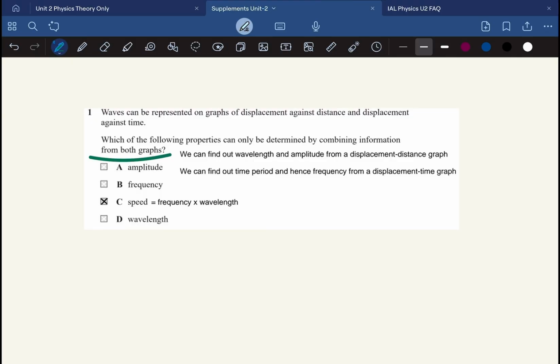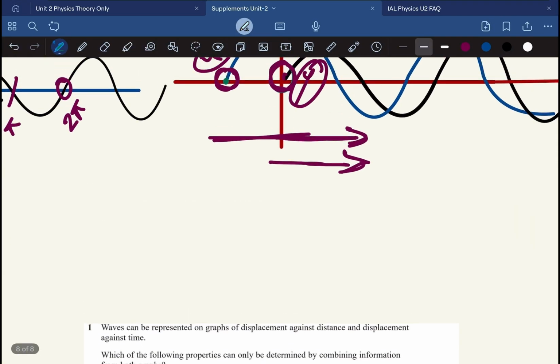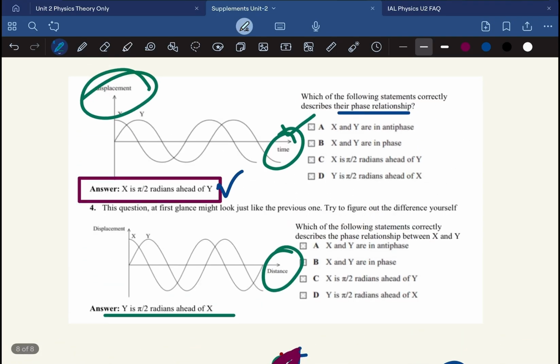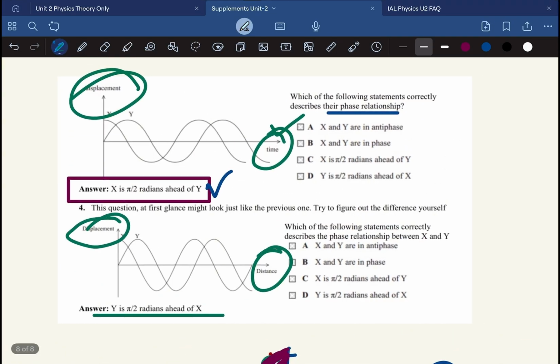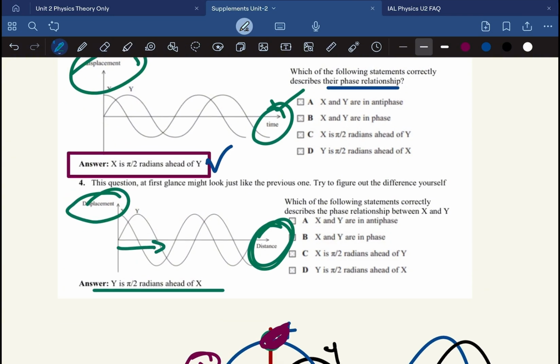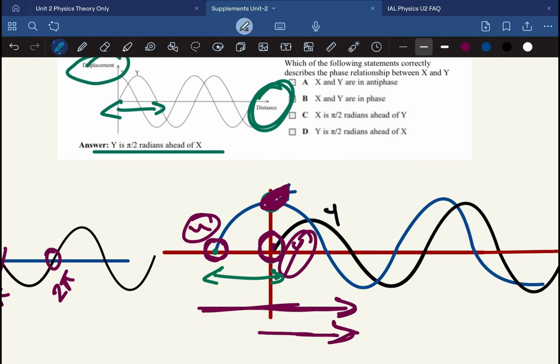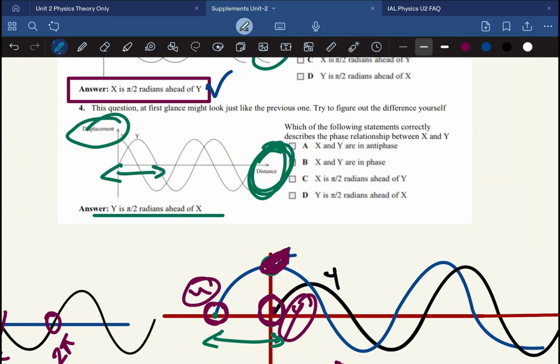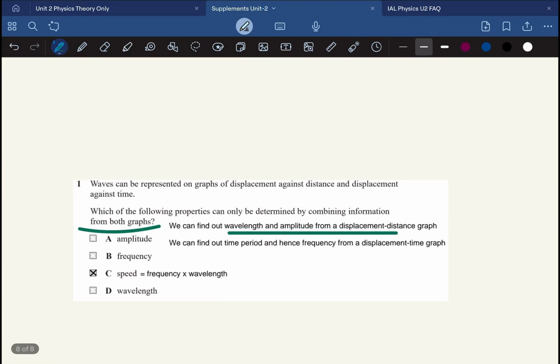Now let's think about it. We can find the wavelength and the amplitude from a displacement-distance graph. From this displacement-distance graph we're comparing horizontally, and the horizontal part is the x-axis. So when we are comparing in the x-axis, we are comparing the distance, right? And distance in waves is also known as the wavelength, from the displacement-distance graph.